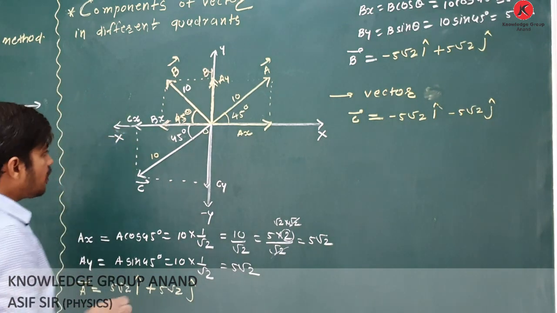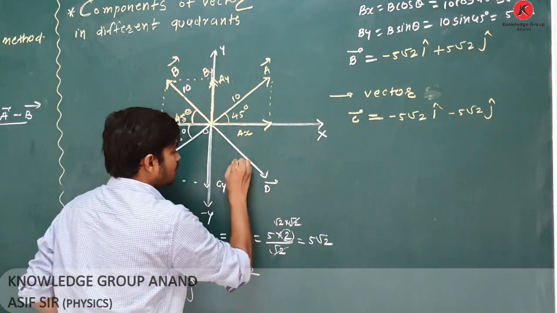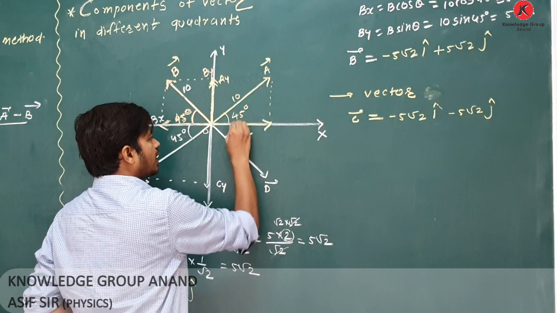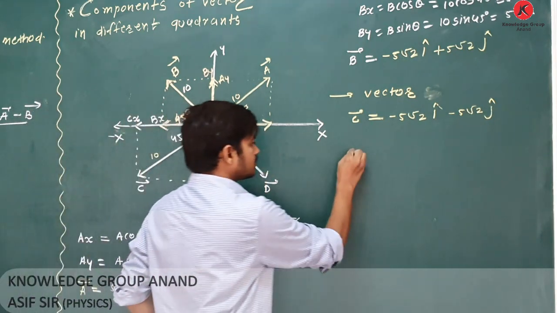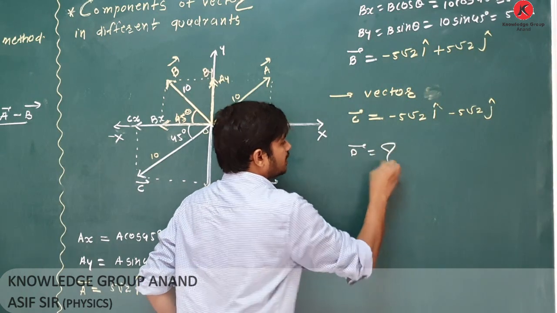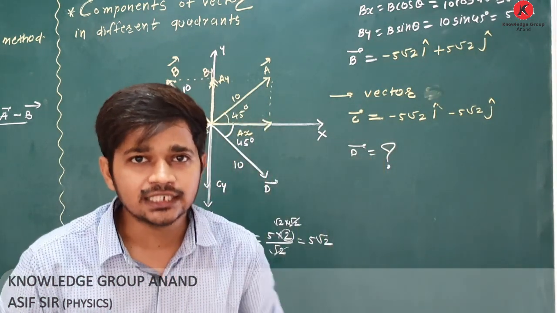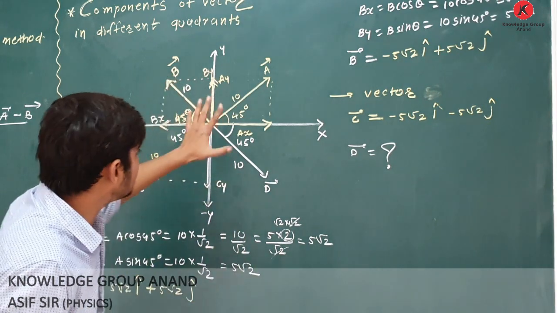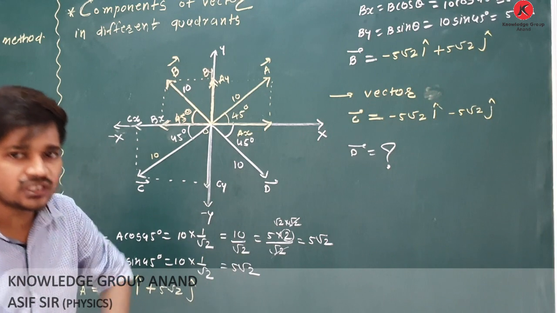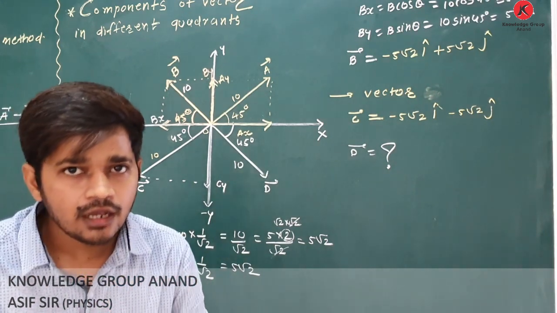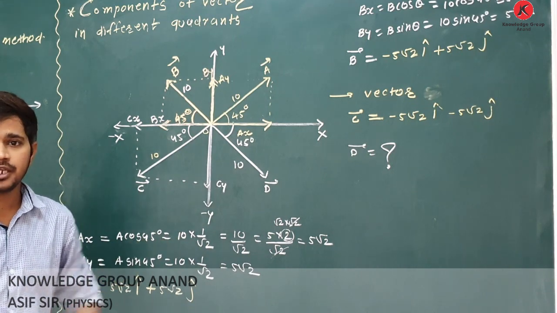Now, if I draw a vector D in this fourth quadrant having magnitude 10 and this angle 45 degrees, then how to write vector D? Give me your answer. It is an important thing. Revise your video, repeat your video to understand this concept. But if you have any doubt, then ask me your doubt.